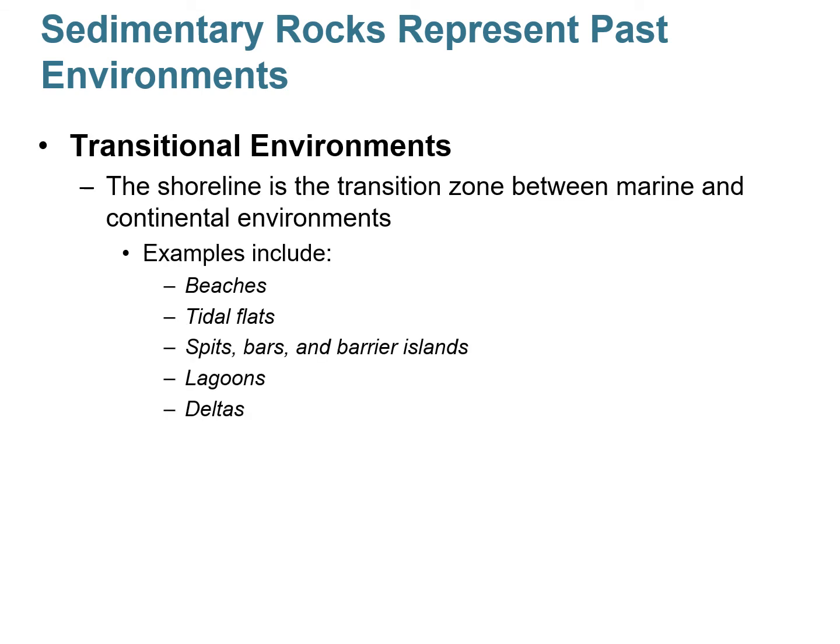And then there are transitional environments. This is the last type of environment. Transitional environments are areas that are a transition zone between marine and continental environments. So think of the state of Florida and all the different environments that we have: beaches, tidal flats, spits, bars, barrier islands, lagoons, and deltas.